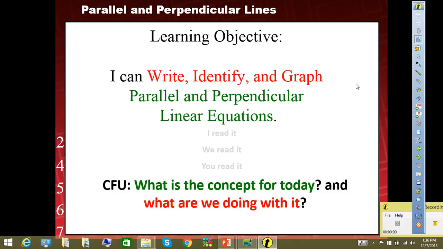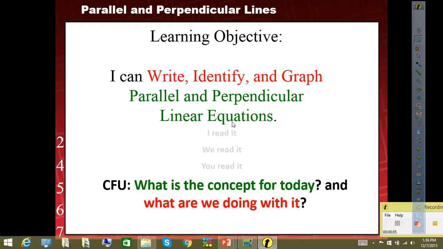Here we go. Our objective for today. I can write, identify, and graph parallel and perpendicular linear equations. Let's read together. 1, 2, 3. I can write, identify, and graph parallel and perpendicular linear equations.